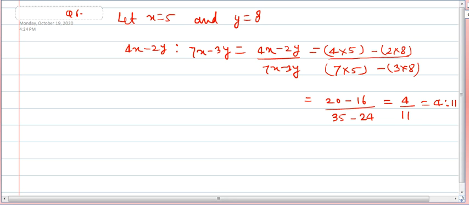Okay students, answer of sixth question is 4:11. So about question number 7th, you just try. I am going to solve question number 8. The question says two numbers are in the ratio of 4:7. The difference of their squares is 297. Find the numbers. Okay, very important question.